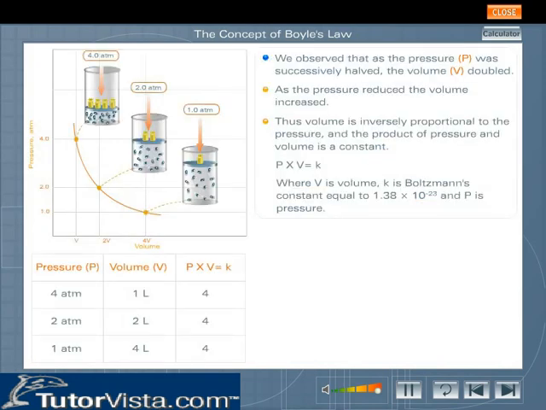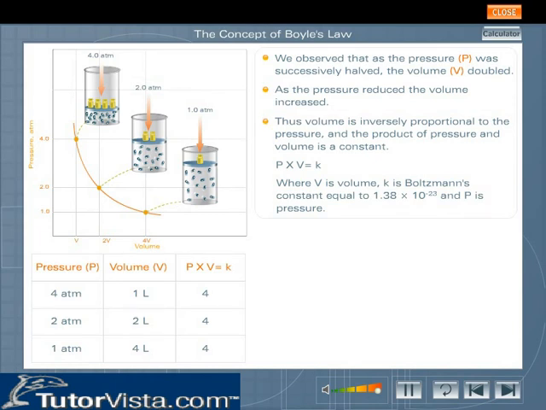We observe that as the pressure was successively halved, the volume doubled. As the pressure reduced, the volume increased. If the pressure is decreased by one half, the volume will double. Conversely, if the pressure on a given amount of gas is doubled, its volume will decrease by one half as long as the temperature of the gas remains unchanged. Thus, volume is inversely proportional to the pressure, and the product of pressure and volume is a constant.